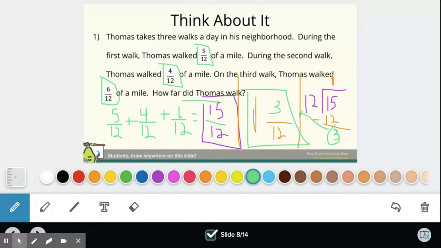And again, this is 100% acceptable, but if we wanted to take it a step further and write this in simplest form, we could divide the 3 and the 12 by 3/3. 3 divided by 3 is 1, and 12 divided by 3 is 4. But this is a great answer as well.